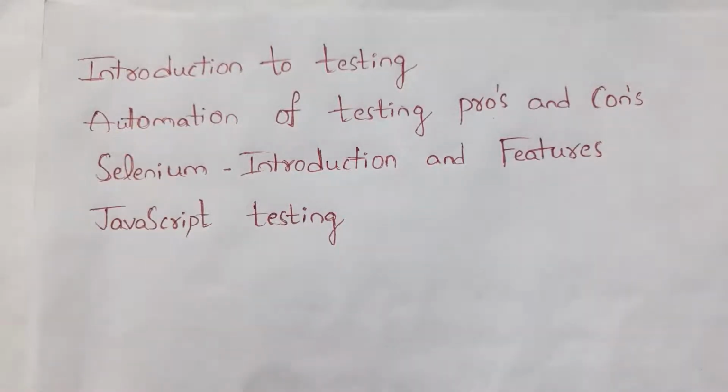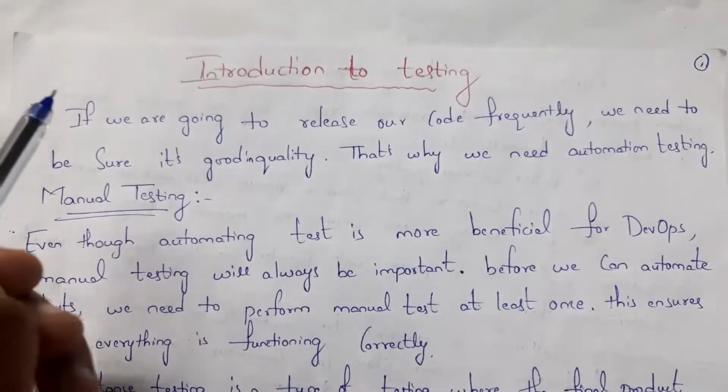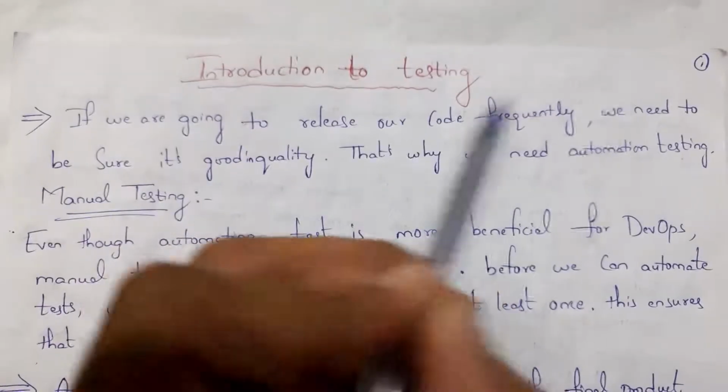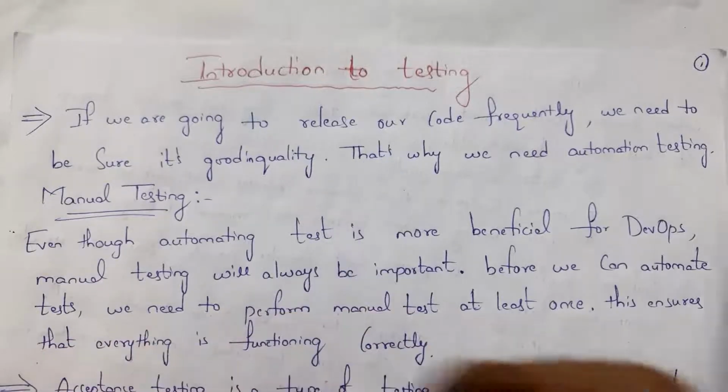Let's get started. First, I will explain Introduction to Testing. If we are going to release our code frequently, we need to be sure it is good in quality. That is why we need automation testing.